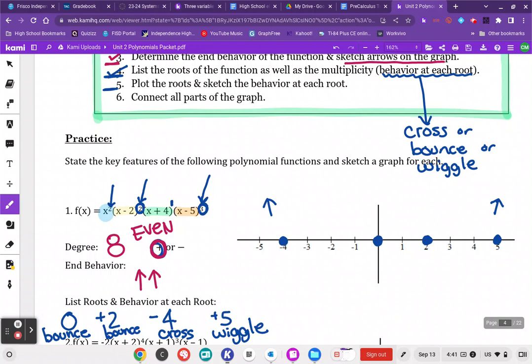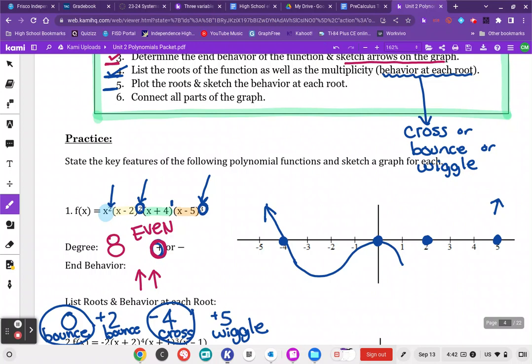All right, you're going to have to begin at either the far left or the far right. So let's start over here. Since I know that it has to be pointing up at the end of this graph, negative 4 is going to cross. So I'm going to clean this up a little bit, make it a little bit neater, and just cross. Okay, now that I know the direction of that, I can go to 0, and 0 is going to bounce.